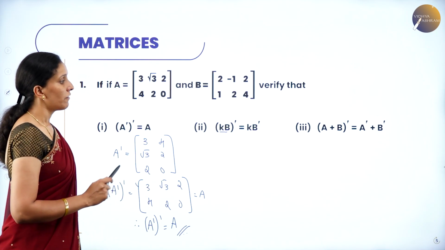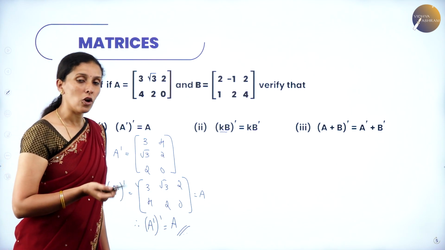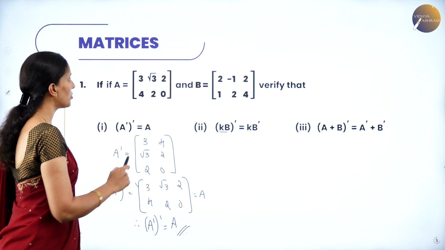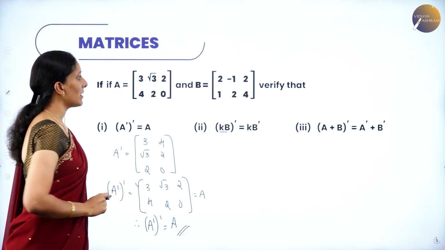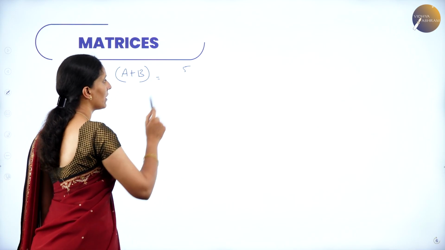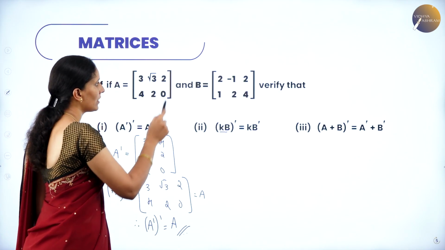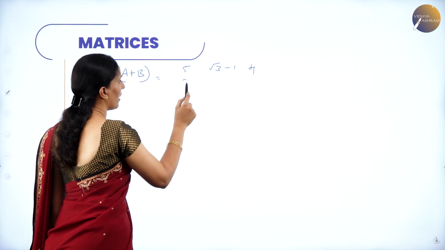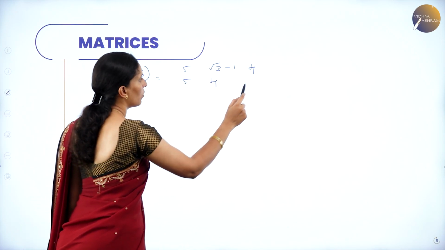B transpose. First let us find out A transpose and B transpose, or we can also first find A plus B, then take a transpose. If you add A plus B, what will you get? So A plus B means adding these two. So 3 plus 2 is 5. Next root 3 minus 1. Next 2 plus 2, 4. Next 4 plus 1, 5. Next 2 plus 2, 4. Next 0 plus 4, 4.